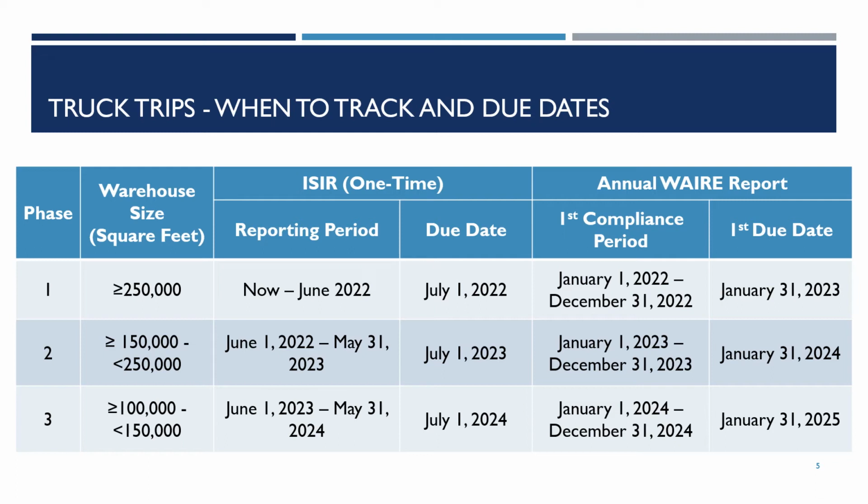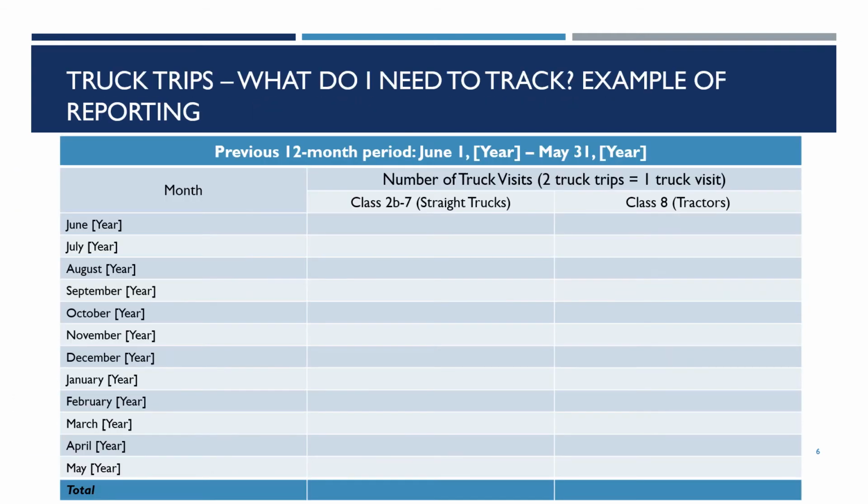Please note that the earliest due dates are for warehouses that are greater than or equal to 250,000 square feet. Their first compliance period is 2022, their ISIR is due July 1st, 2022, and their first annual WAIRE report is due July 31st, 2023. Here is a very simplified example of the truck trip data needed for the ISIR. It may help warehouse operators to keep track of truck trip accuracy and time if truck trips are collected on a routine schedule monthly or quarterly.